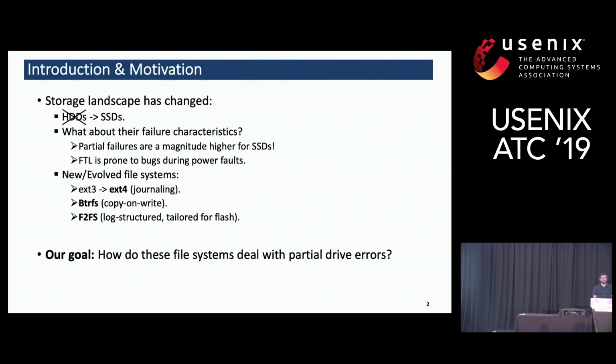For instance, partial failures associated with SSDs are an order of magnitude higher than those for hard disks, a trend that will likely get worse with QLC drives. Second, FTL has been shown to be more prone to bugs during power faults, mainly due to its high overall complexity. Finally, file systems have evolved significantly. ext3 has been replaced by ext4, while new file systems have been introduced, such as Btrfs and F2FS. These three file systems cover three different points in the design spectrum, ranging from journaling to copy on write to log structure approaches. In our study, we explore the ability of file systems to detect and recover from partial drive errors.